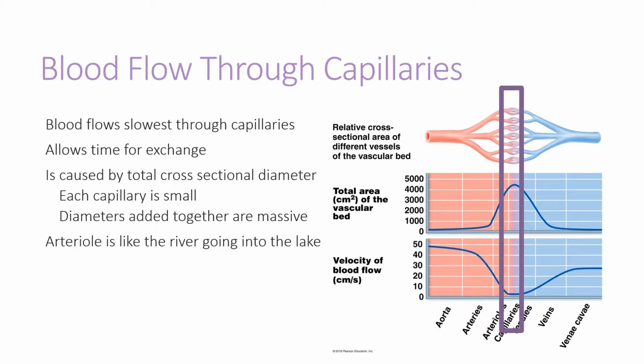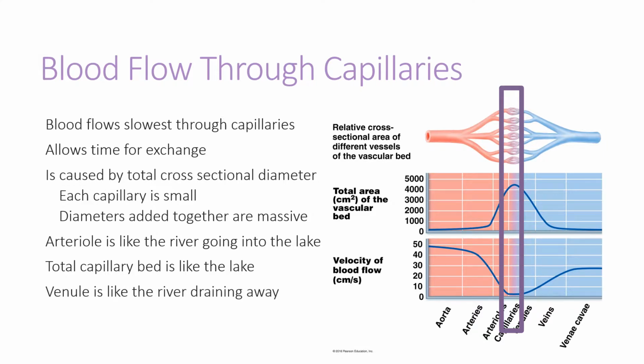Because of that, the arterioles feeding blood into the capillary bed act like the river that's going into the lake. The capillary bed itself acts like the lake. Its total cross-section is so much larger that the movement of fluid is far, far slower. On the other side of that capillary bed, the blood is drained back into a venule that acts like the river draining blood away from the capillary bed, where the current can pick up once again.